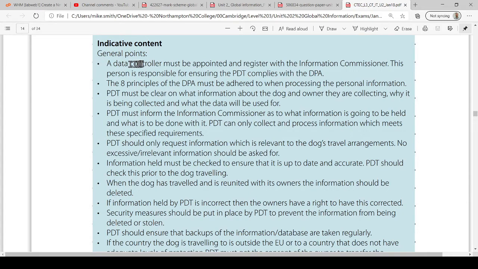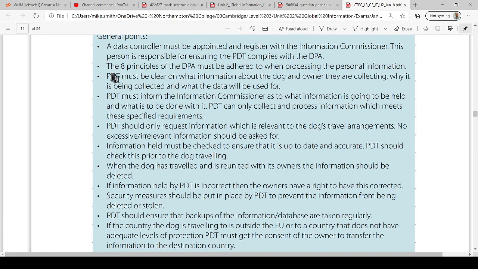So the first suggestion is a data controller must be appointed. You need to register with the Information Commissioner. This person has responsibility within this organisation in the case study. It talks about the fact that there are 8 principles in the Data Protection Act, and you need to be understanding a little bit about what that means then for the organisation.